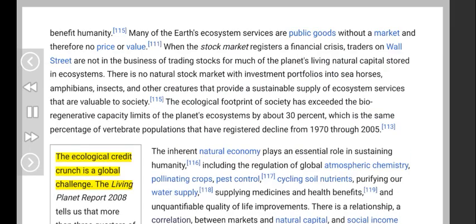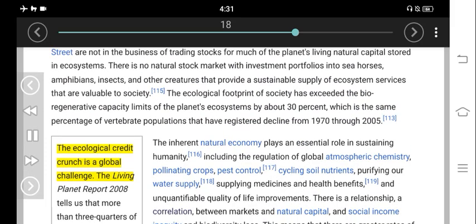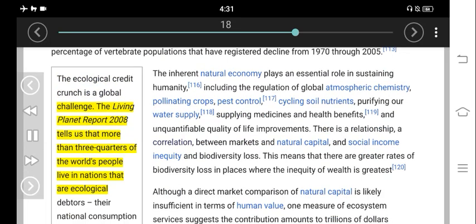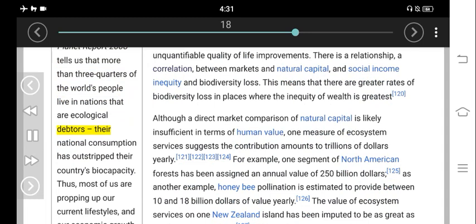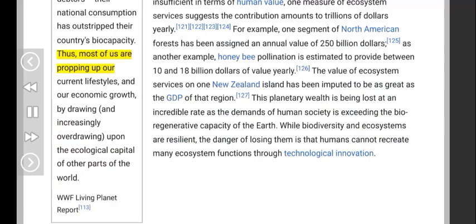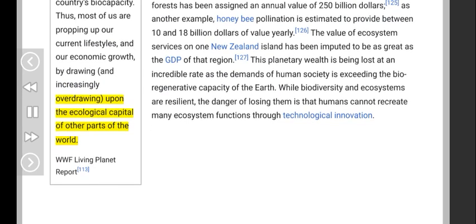The ecological credit crunch is a global challenge. The Living Planet Report 2008 tells us that more than three-quarters of the world's people live in nations that are ecological debtors. Their national consumption has outstripped their country's biocapacity. Thus, most of us are propping up our current lifestyles and our economic growth by drawing and increasingly overdrawing upon the ecological capital of other parts of the world. WWF Living Planet Report.